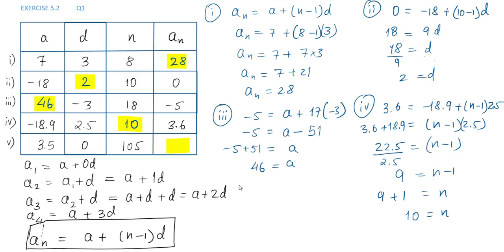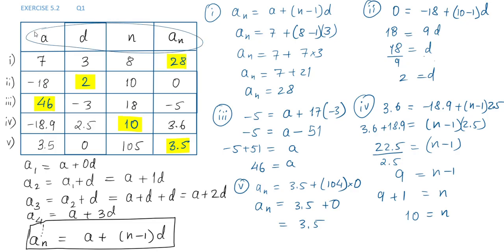Now the fifth one. In the fifth, an is missing. a plus n minus 1 is going to be 104 times the difference. Look at the difference. The difference is 0. That means we are adding 0 each time, so there is no change each time. So an is going to be 3.5, same as a. Done.